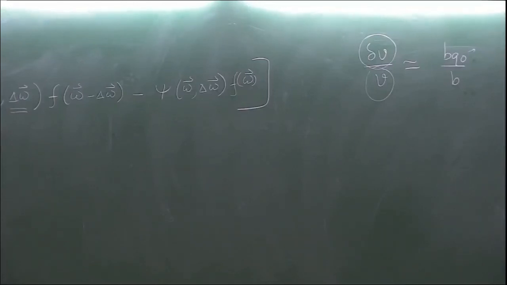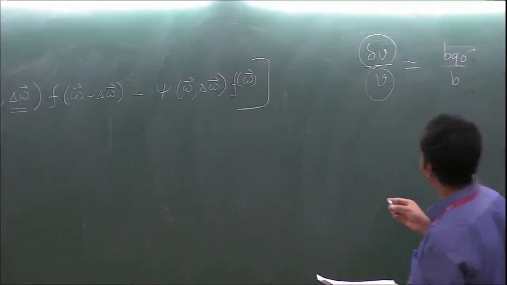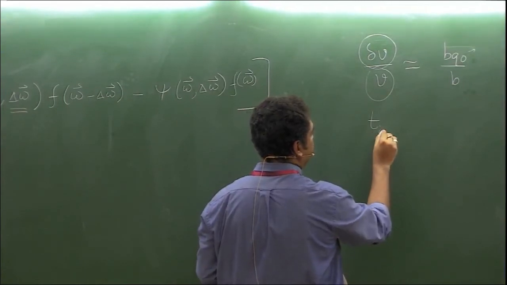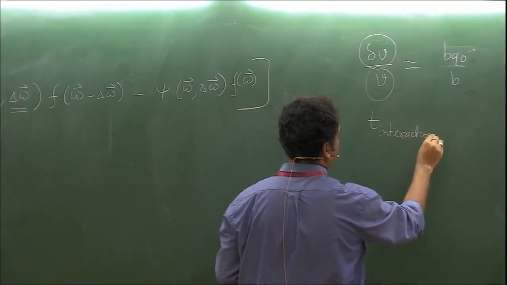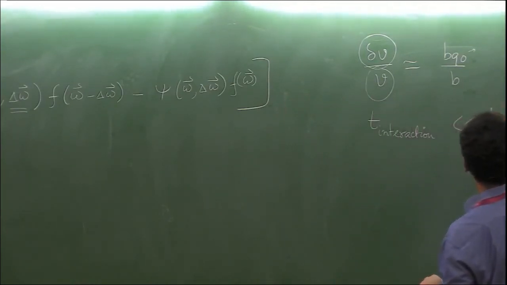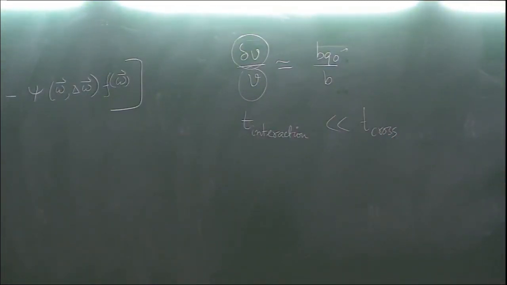Then there is another thing that significantly simplifies that equation. That is, the time of interaction is typically much smaller than the crossing time. So the crossing time is, yes? Yes, so it is continuous. It can happen. All of that is happening in delta T. We can talk about that later. So let me tell you how to make this simple, okay?